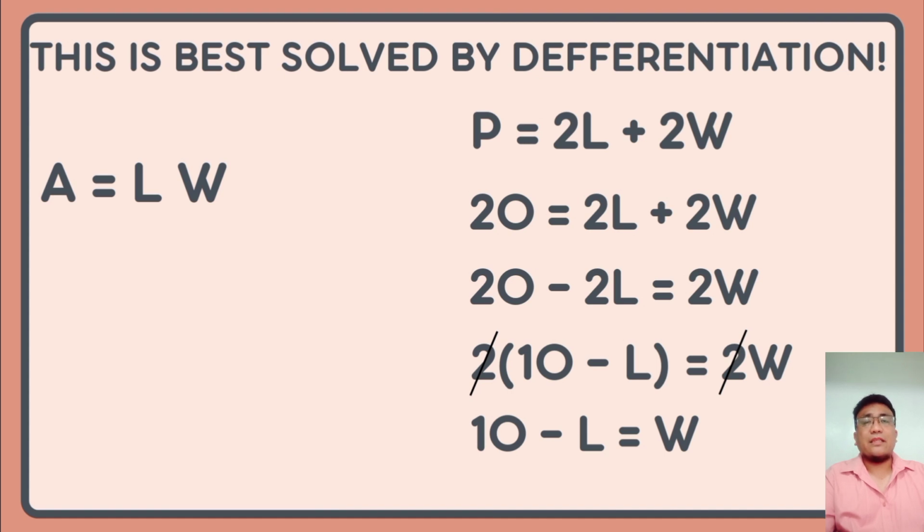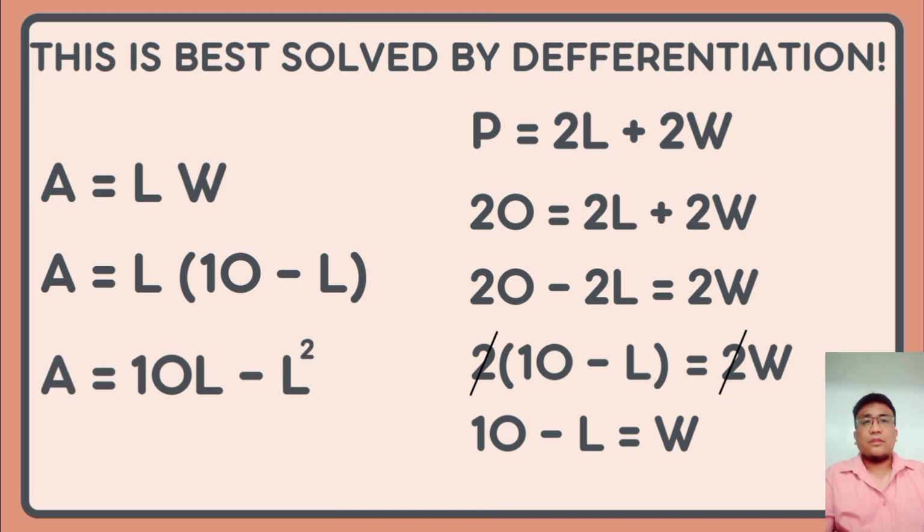We can plug that into the equation of area, which is length times width. So now we can say that area is equal to L times W, which is 10 minus L. Then simplifying, A, or area, is equal to 10L minus L squared. With this formula, we can be assured that we can use differentiation because it has only two unknowns in one equation. Okay?